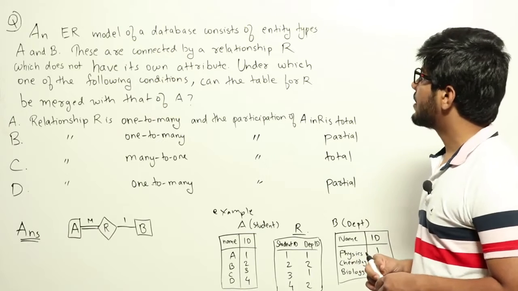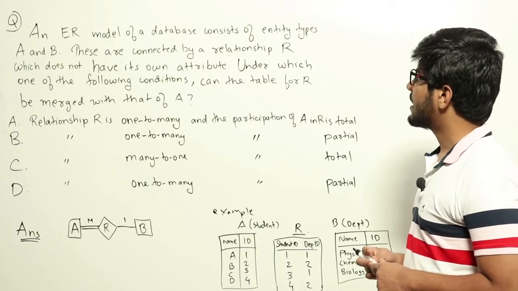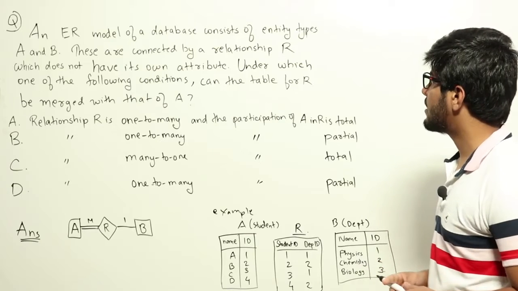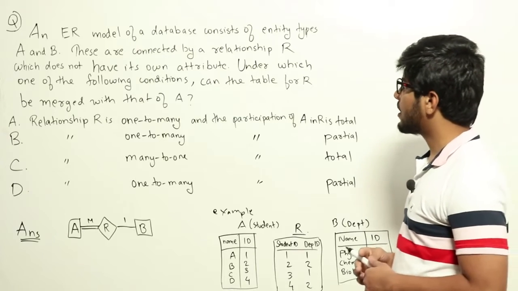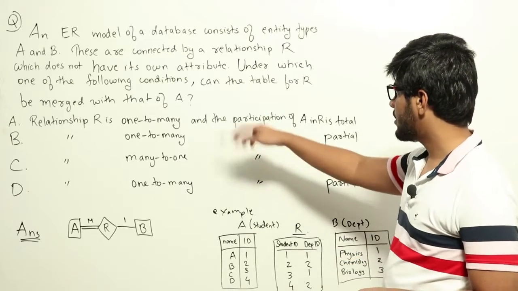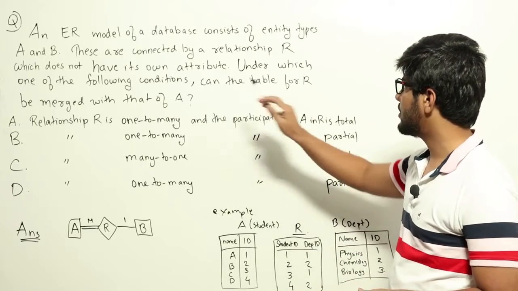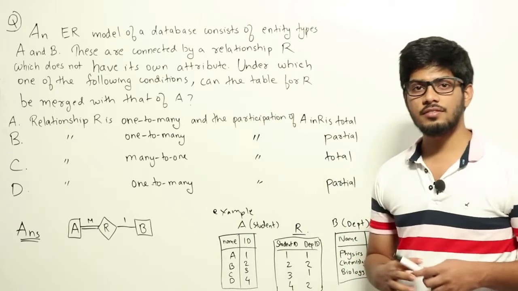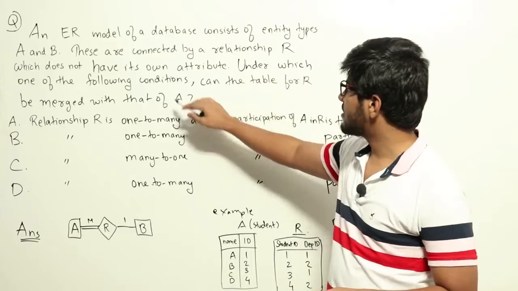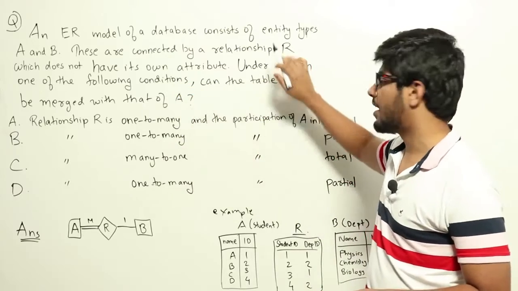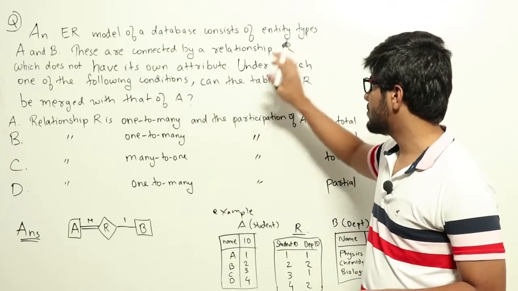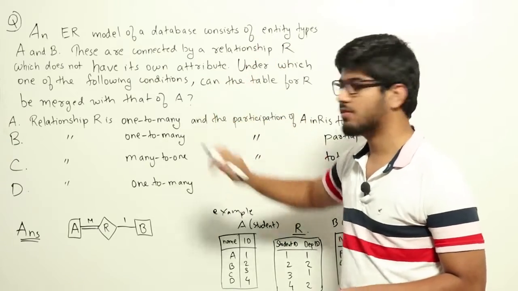An ER model of a database consists of entity types A and B. These are connected by a relationship R which does not have its own attribute. Under which one of the following conditions can the table for R be merged with that of A? And we have been given 4 options regarding the relationship between A and B. So this is a question from the DBMS section regarding ER models. Here they are saying that A is related to B through this relationship R, and under which of these conditions can the table for R be merged with that of A?